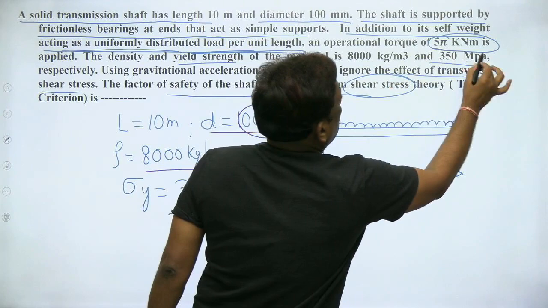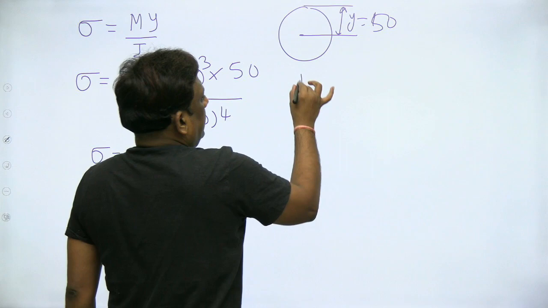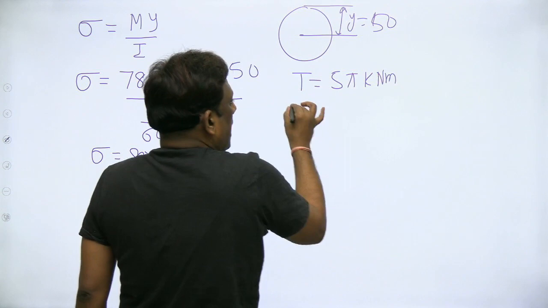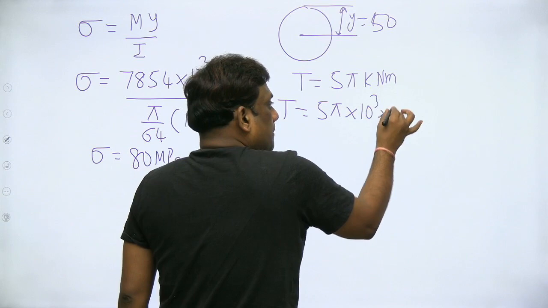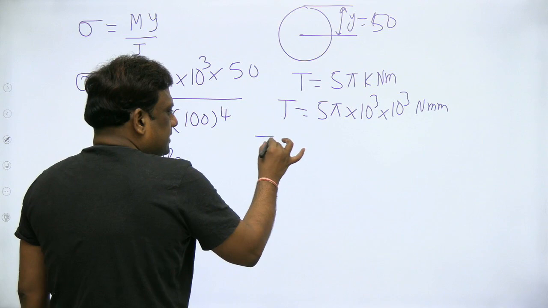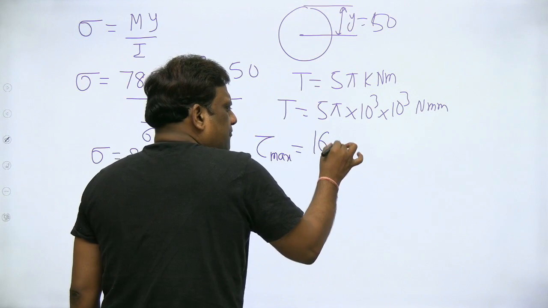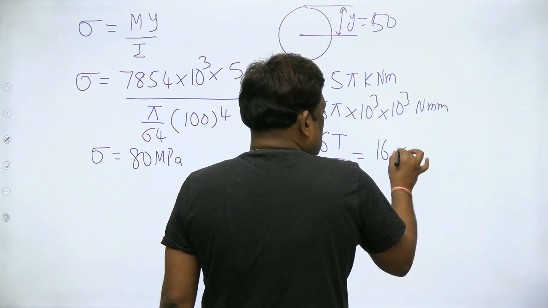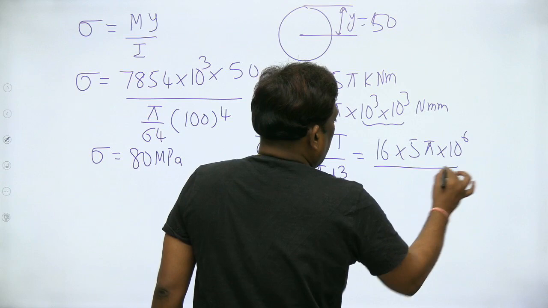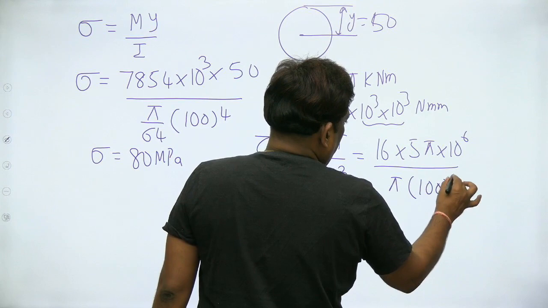Clearly he also said in the problem it is subjected to a torque of 5 pi kilo newton meter. So I will write this as 5 pi, kilo means 10 power 3, meter is 10 power 3, so this will be in newton mm. And the maximum shear stress because of the torque is given by, from my fundamental equations, 16T by pi d cube. The torque is 5 pi into 10 power 6, by pi d cube. I think the diameter is given as 100 power 3. Let's check the unit. Torque is taken in Newton mm.